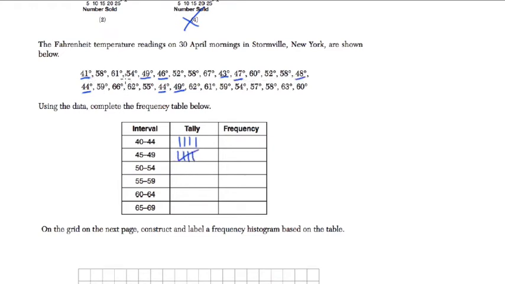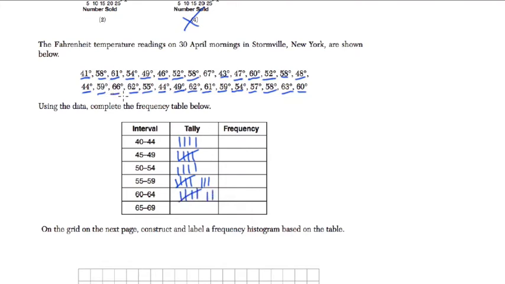50 through 54. 1, 2, 3, 4. 55 through 59. 1, 2, 3, 4, 5, 6, 7, 8. 60 through 64. 1, 2, 3, 4, 5, 6, 7. This is very tedious, sorry.